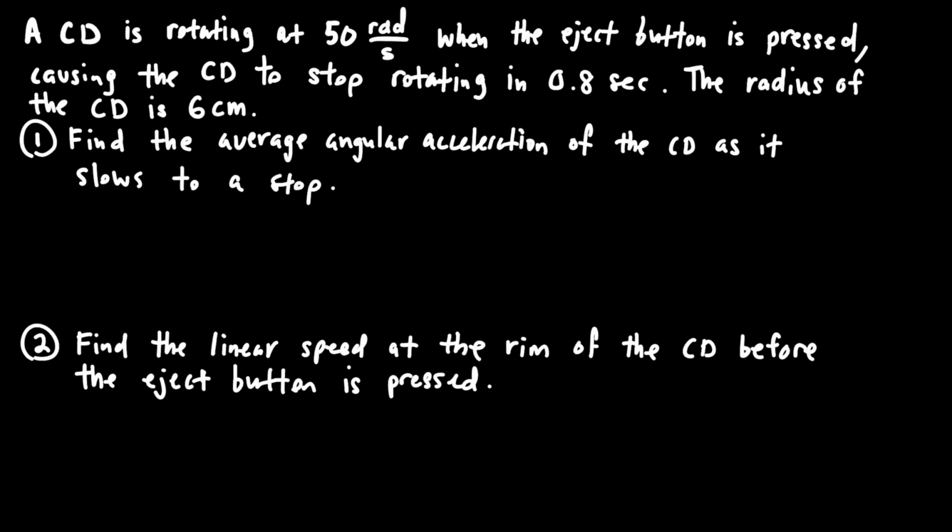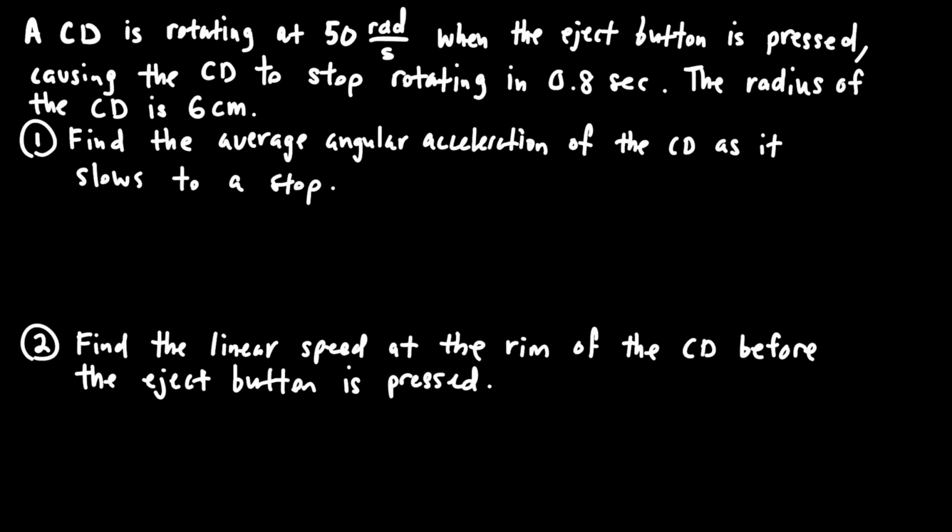Lastly, I'd like to do an example which ties all this together. A CD is rotating at 50 radians per second when the eject button is pressed, causing the CD to stop rotating in 0.8 seconds. The radius of the CD is 6 centimeters. The first problem says to find the average angular acceleration of the CD as it slows to a stop.